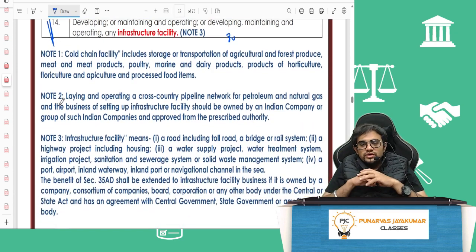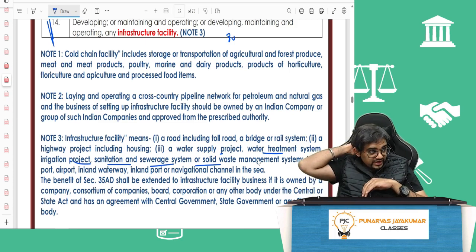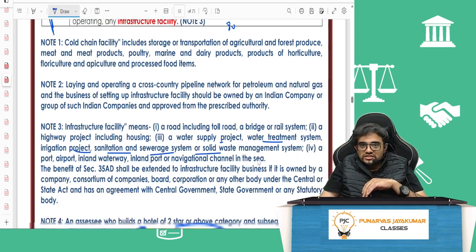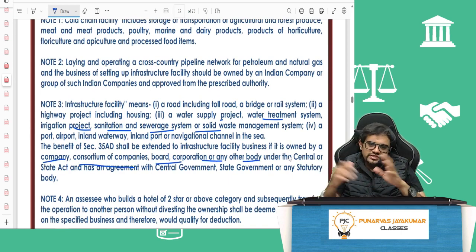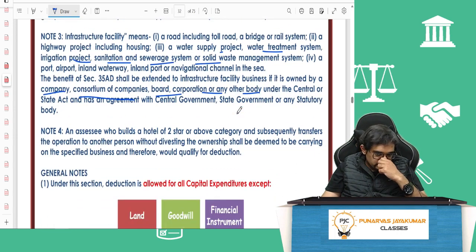So there it is what? Road including toll road, bridge, rail system, highway project including housing, water supply project, water treatment system, irrigation system, sanitation, sewerage, waste management, etc. And port, airport, inland waterway, and all these things. The benefit of 35 AD shall be extended to infrastructure facility business, if it is owned by a company, consortium of companies, board, corporation. If it is state government owned or central government owned or jointly owned, it will be given for sure.